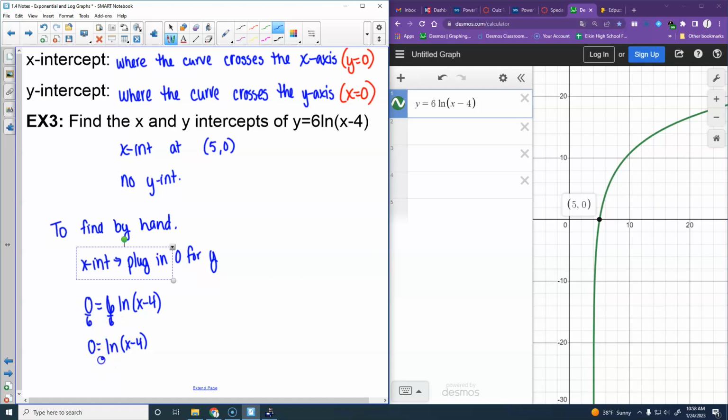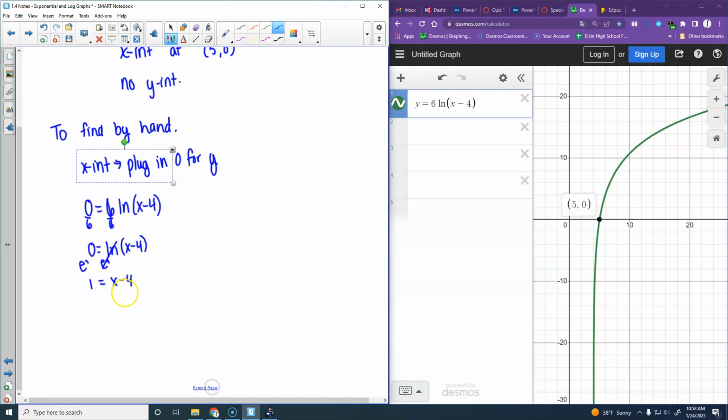E to the power. Connor, what is e to the 0? It's 1. It's so tricky, isn't it? It seems like it should be 0, but it is 1. And that gives us x minus 4. And then we could add 4. So 5 equals x.